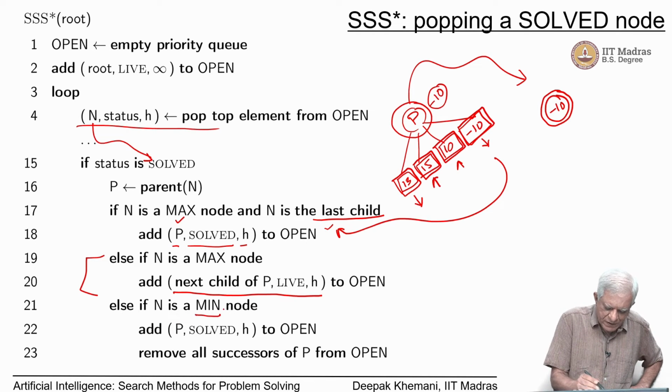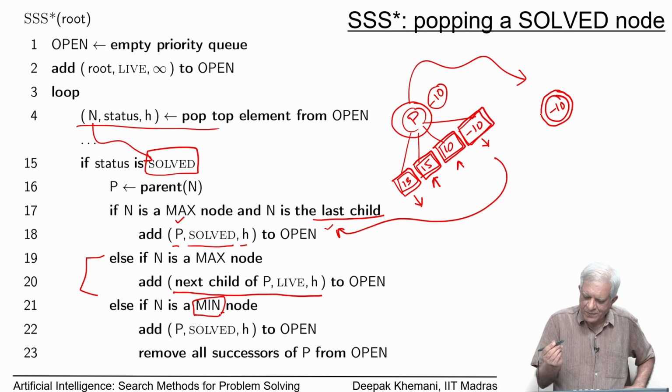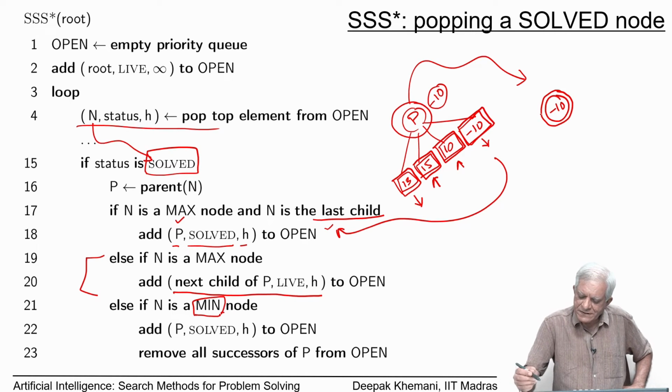it is a min node and it is a solved node. Remember, these two properties are there, it is a min node and it is a solved node, and we are popping it from the queue essentially. So, min because it is a circle in my notation, and solved because it has got a double circle essentially. So, we pop it. Now, what happens?